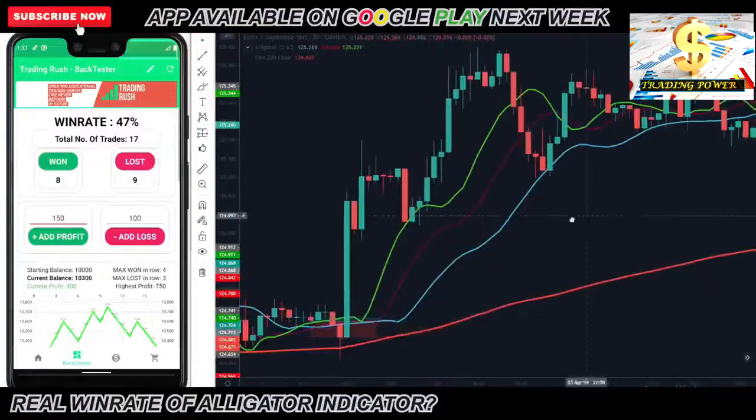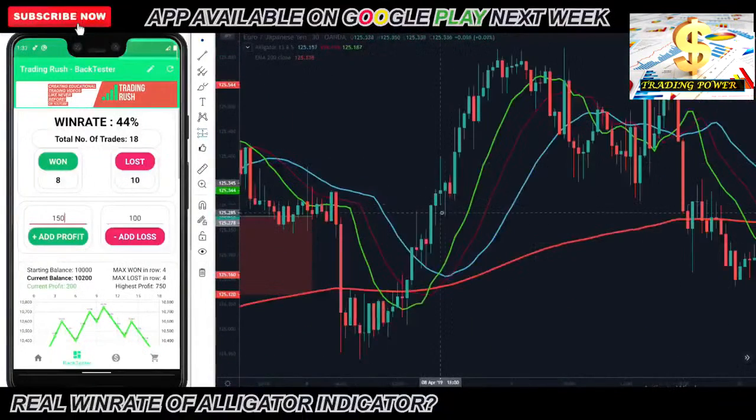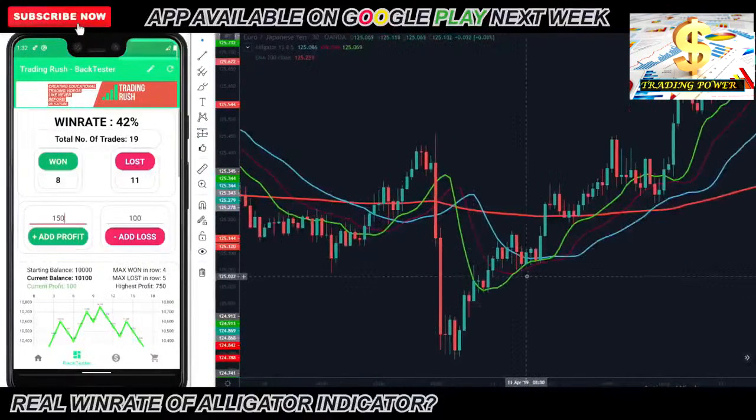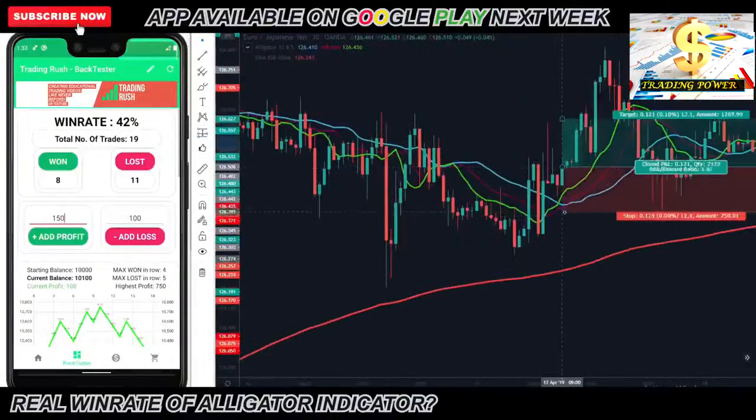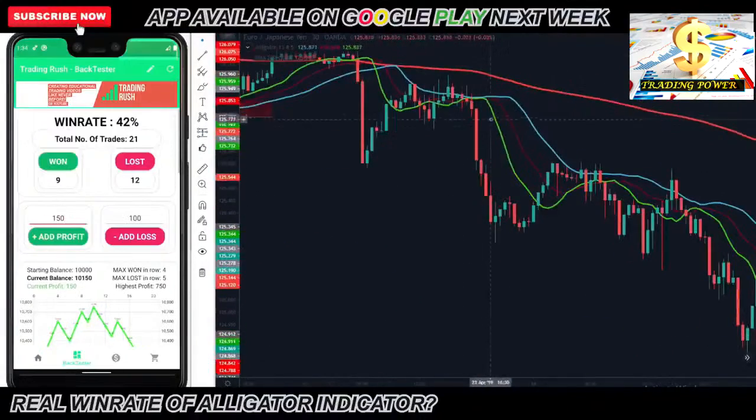Here for backtesting, I have used the EUR/JPY chart. This strategy works on any time frame, and also works on both Forex and stock markets. Here I'm using the 30 minutes time frame. I'm also taking a sell setup in this example. The strategy for a sell setup is very similar to a buy setup.